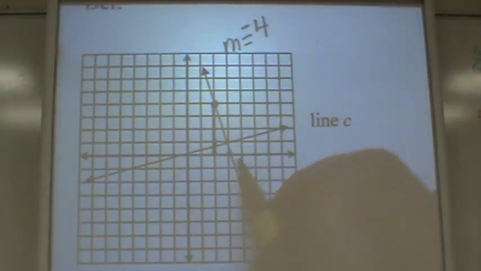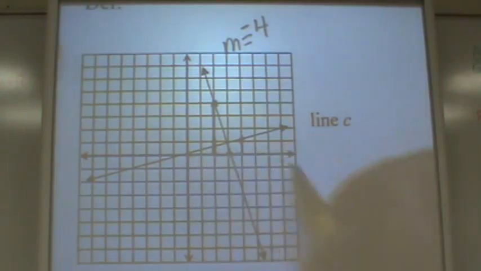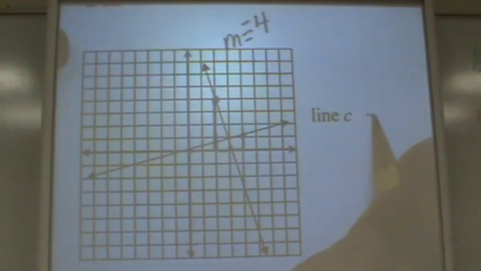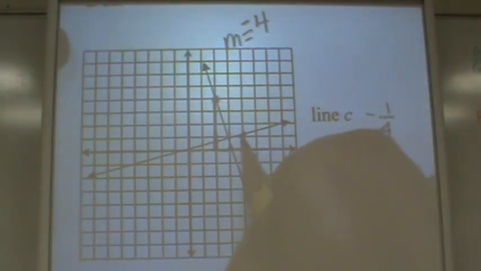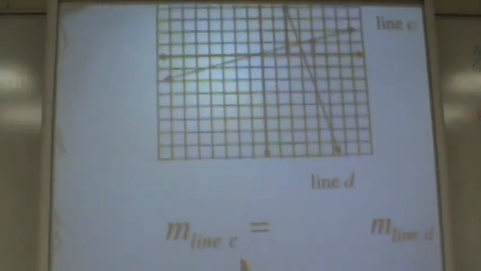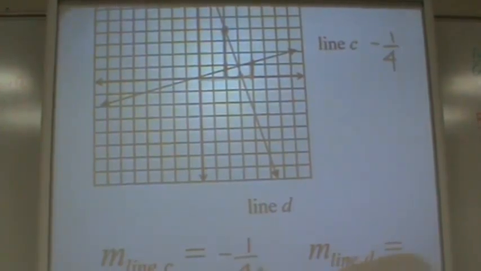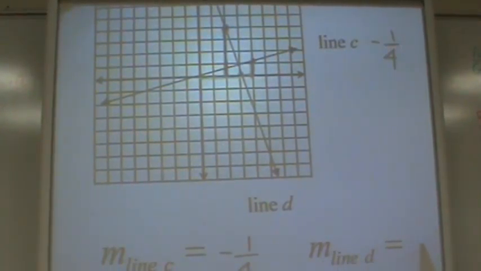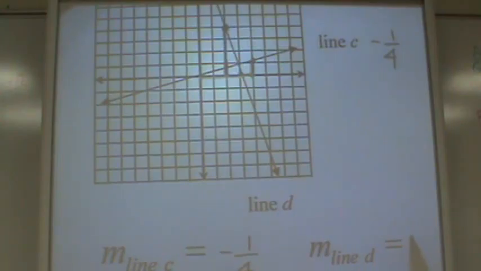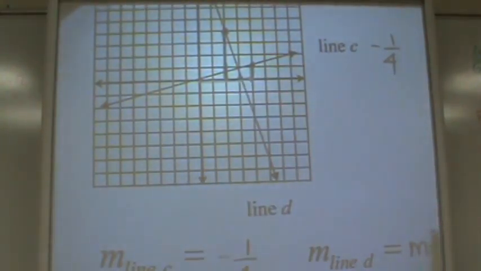And this other line, if we pick 2 points on this line, the slope of this, line C, is 1 over 4. So line C has a slope of negative 1/4, and line D has a slope of 4. And I'm sorry, the slope of line C is positive 1/4. The slope of line D is negative 4.